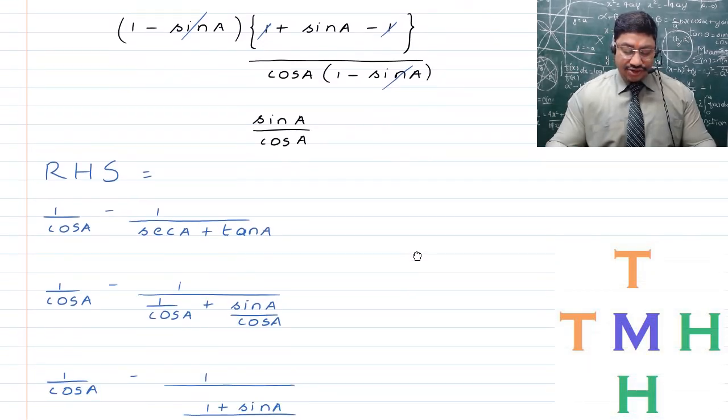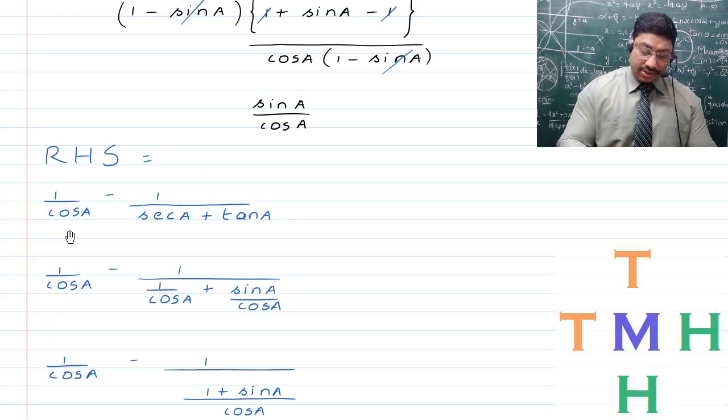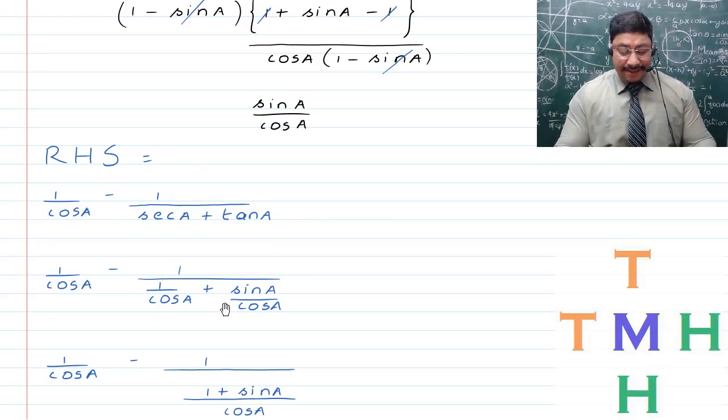Now on the right hand side, children, you have 1 upon cos A minus 1 upon sec A plus tan A. So what you do is, here you can again convert the sec and the tan in terms of ratios which are of sin and cos. So sec A becomes equal to 1 upon cos A, and tan A becomes equal to sin A upon cos A.